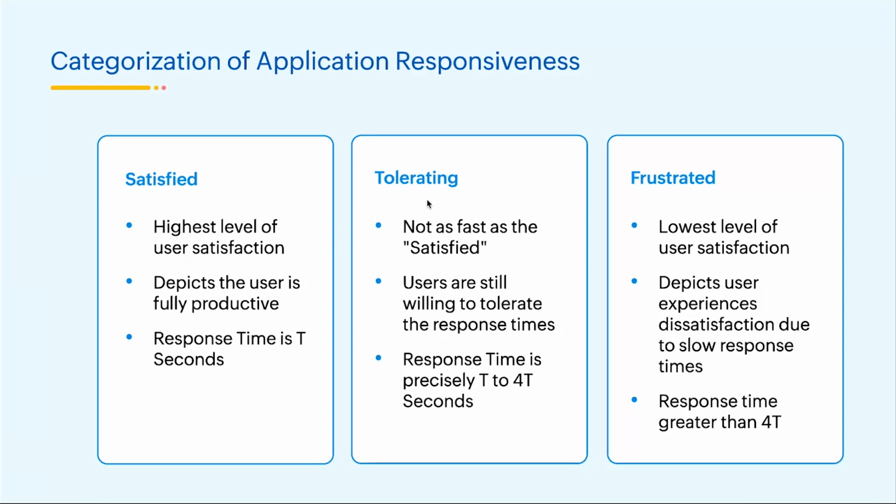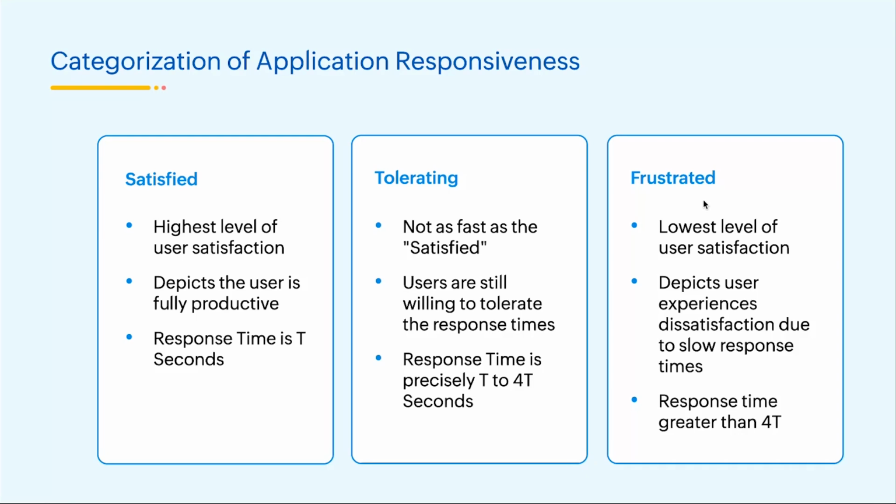The second category is called tolerating. This reflects a moderate user experience. The response time is between the tolerating and satisfied thresholds. Users may accept the performance, but it's not really optimal or ideal, and continued operation at this level may affect user perception over a long period of time.